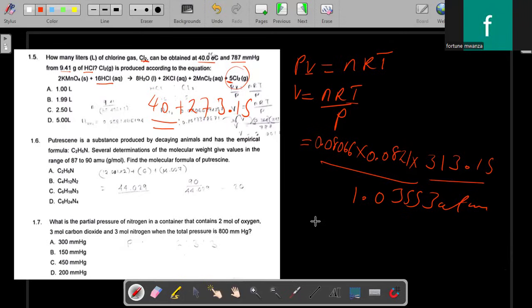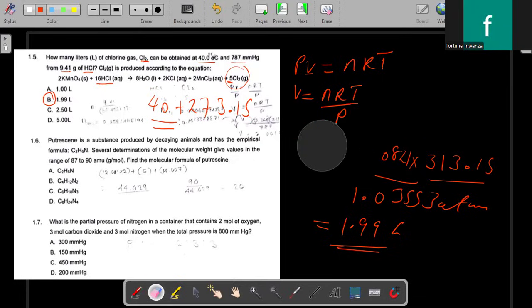Then I divide there, and I'll get my final volume, which is 1.99 liters. So this is what you do when you ask such a question. There, the answer is definitely B. So we go to the next question, which is question number 6.